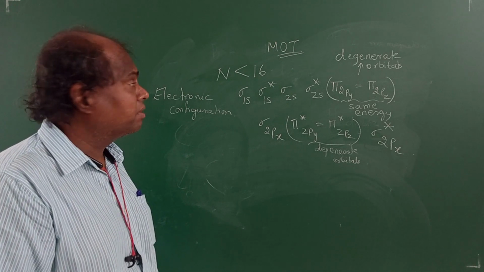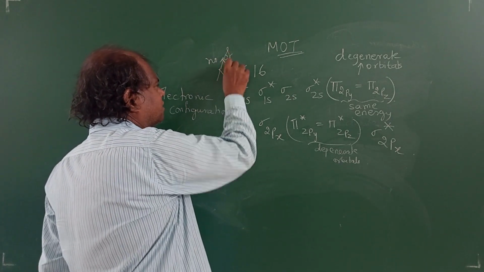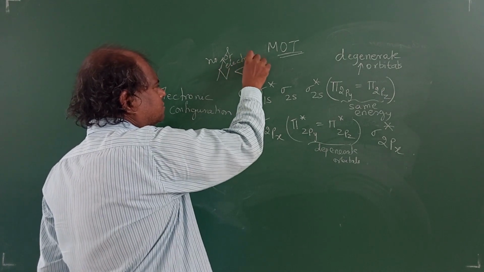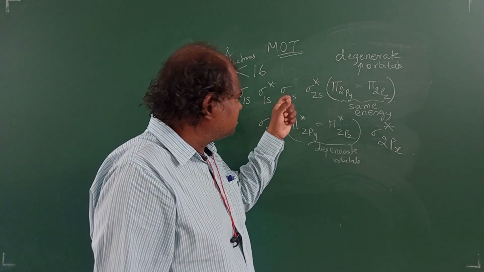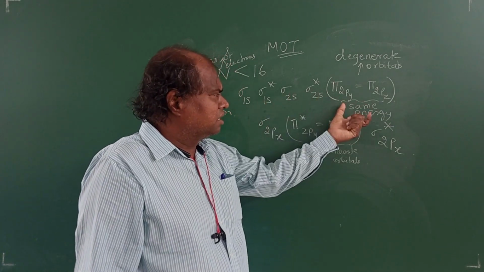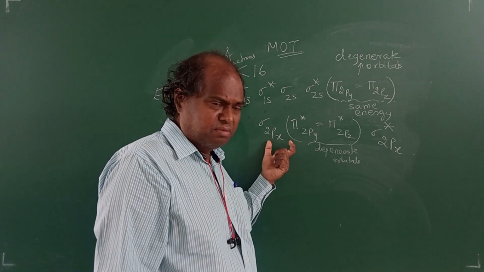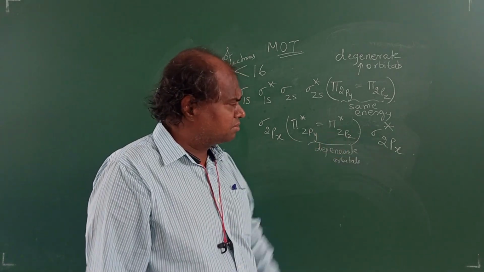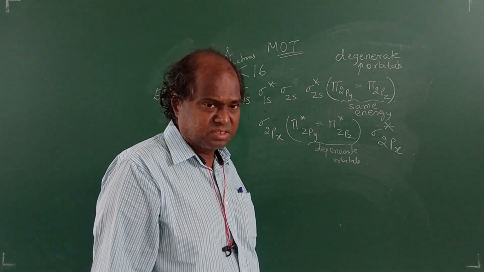So, students, this is how you will fill the electrons. If n, which stands for the number of electrons, is less than 16, let me repeat now: sigma 1s first, sigma star 1s, sigma 2s, sigma star 2s. Then you will fill up pi 2py equal to pi 2pz, then go for sigma, and then pi star, and then sigma star. Students, very simple. This is if n is less than 16.